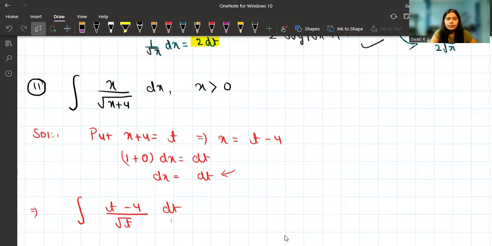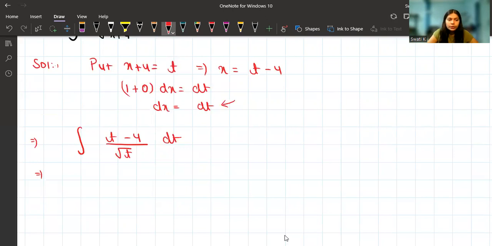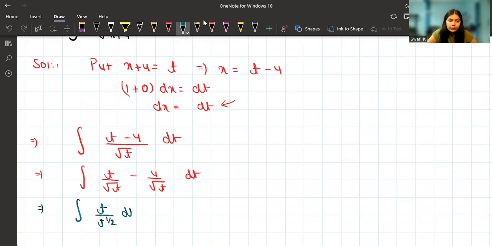Now this is very simple. You simply have to separate the LCM here. So I'm going to write this as t upon root t minus 4 upon root t dt. There is a property of integration that you can distribute, right? So you can rewrite this as t upon root t, which is t raised to half, dt, minus, here 4 is constant so you can write it outside, and then 1 upon root t. Root t is t raised to half. Again, you can write it like this, and this is dt.